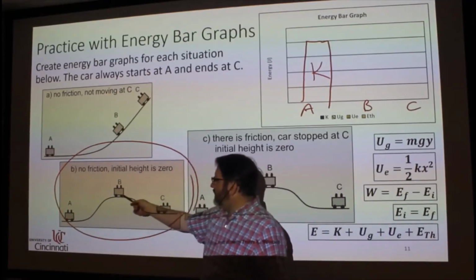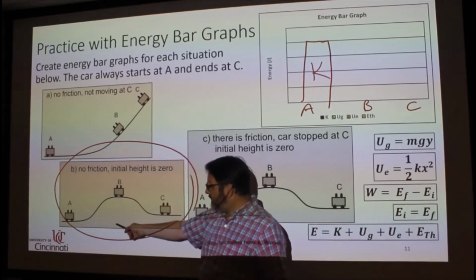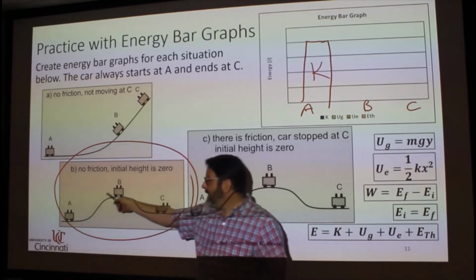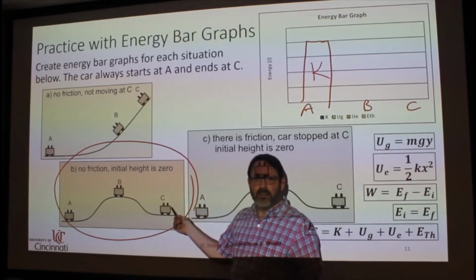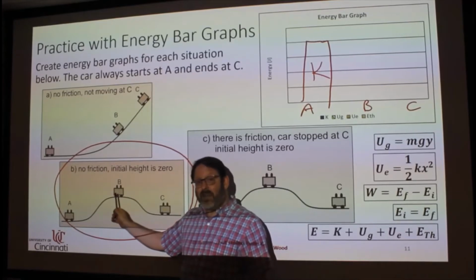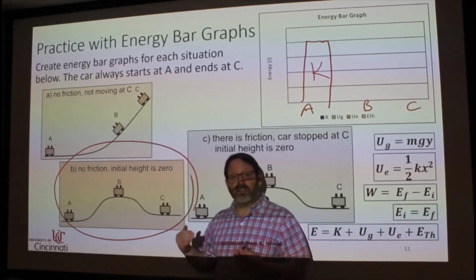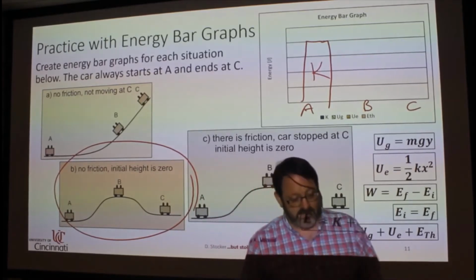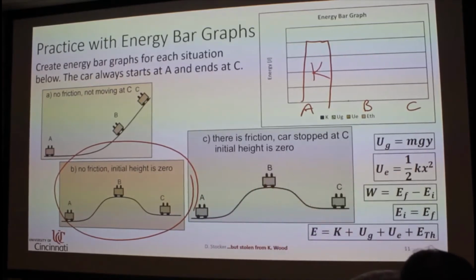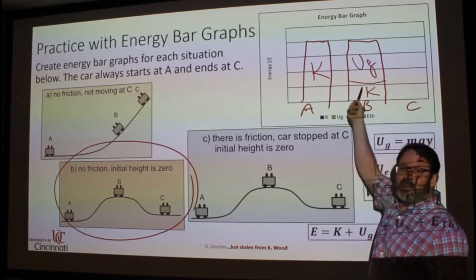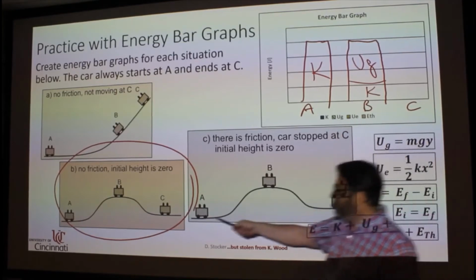Then here, definitely we have gravitational because it's up higher. But it doesn't stop here. Look, it keeps going and gets over here to C. So that means it must still have some kinetic energy here at point B. We don't know how much because we aren't given information about what the actual speed is, but we know there's some there. So I've chosen to give it mostly gravitational and some kinetic.